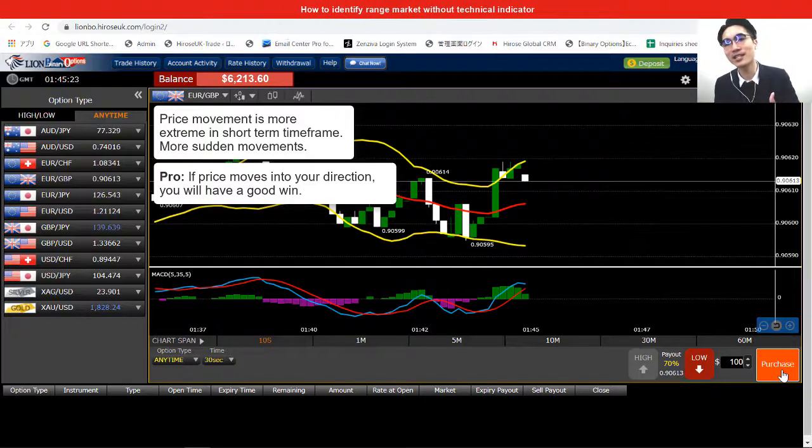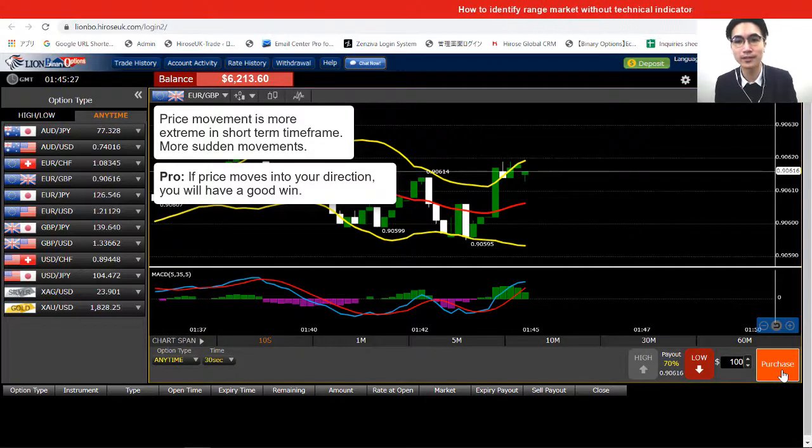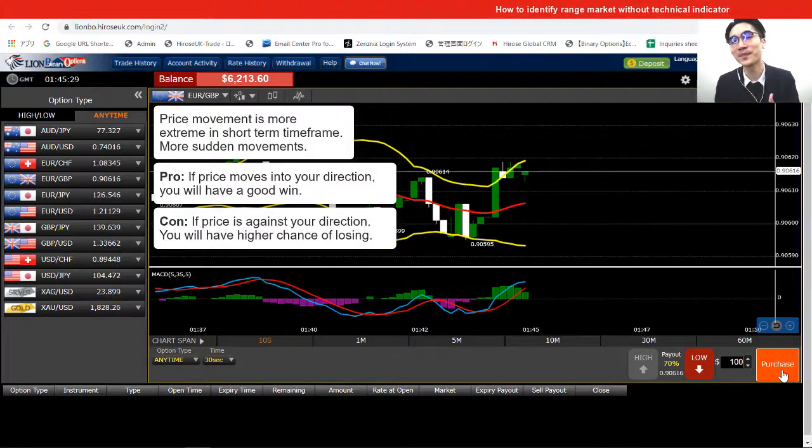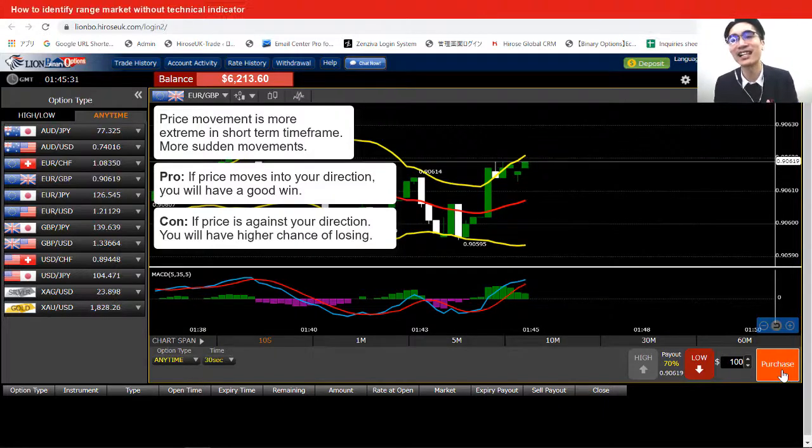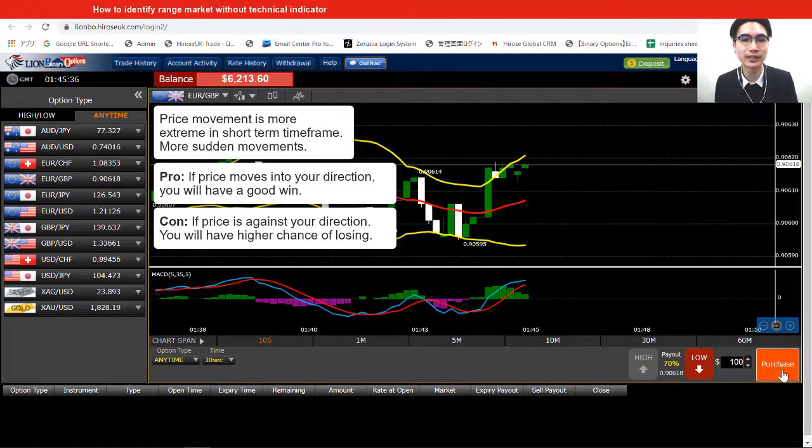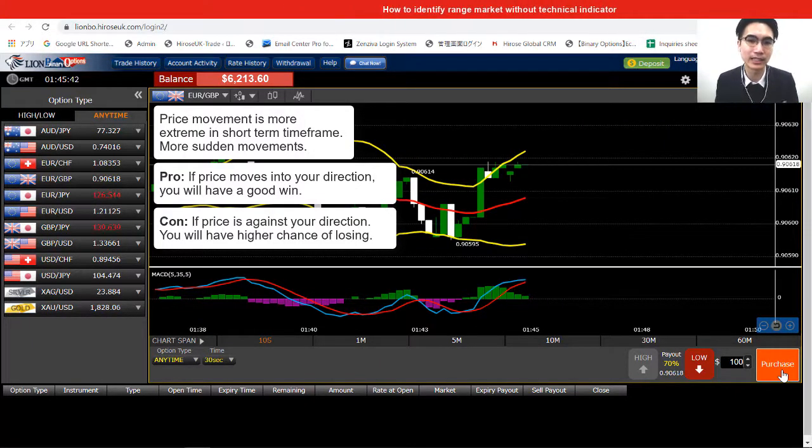Of course, if the price moves in your direction, it looks really good, just like that one just now. But if the price goes against your direction, that is going to look pretty bad. So that's one thing you need to consider when choosing an option period. In a short-term chart like 10 seconds, it's really extreme.